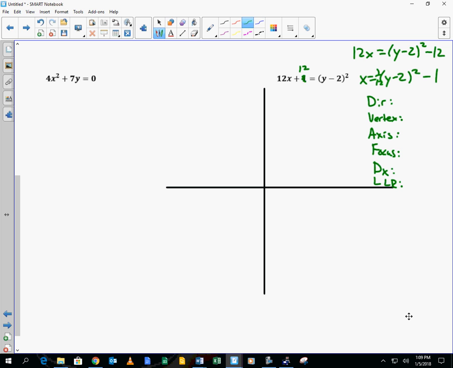So what is the direction? You said it opens up horizontally. It's going to open up to the right or to the left? It's going to open up to the right. Why? It's positive and it's horizontal, so open up to the right. Any question there? Okay, now here's the confusing part. What is the vertex?